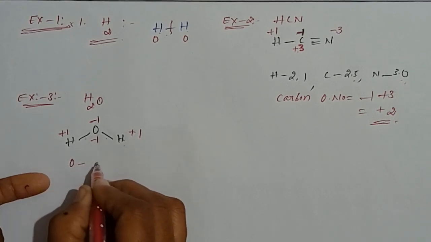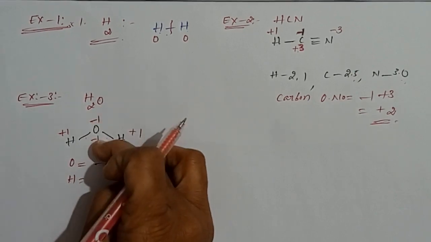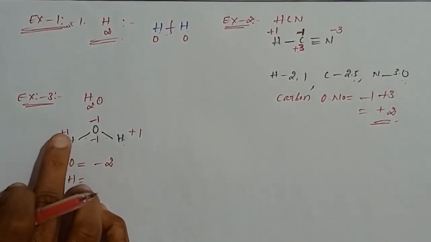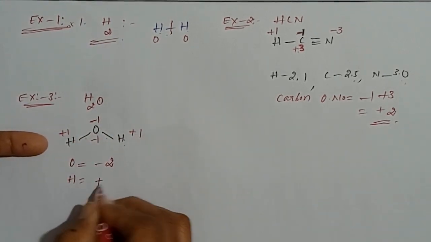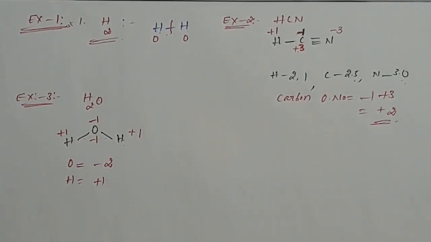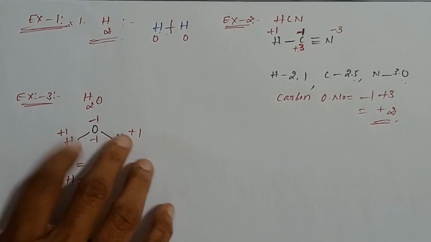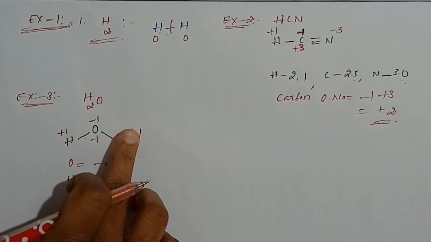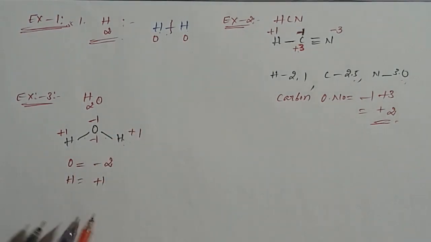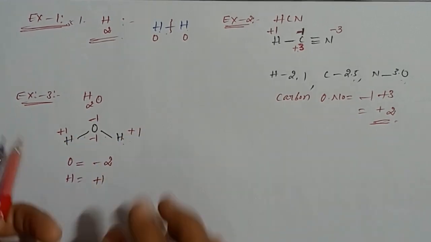Oxygen oxidation number is -2, and hydrogen is +1 each, total +2. Are you clear? So the common oxidation number of hydrogen is +1. Are you clear? Hydrogen oxidation number is +1. So this is H2O. Oxygen oxidation number is -2, hydrogen oxidation number is +1. Right. Now see, here also +1, here also +1. Hydrogen shows the same oxidation number, +1.